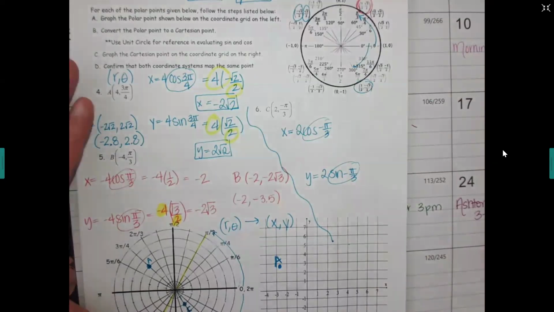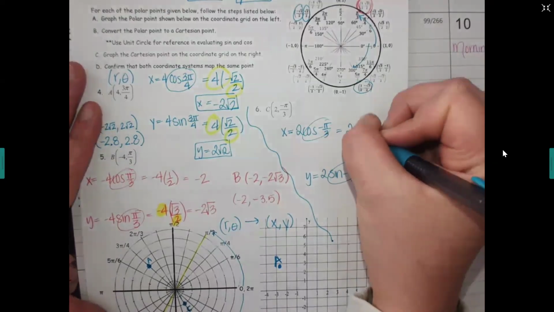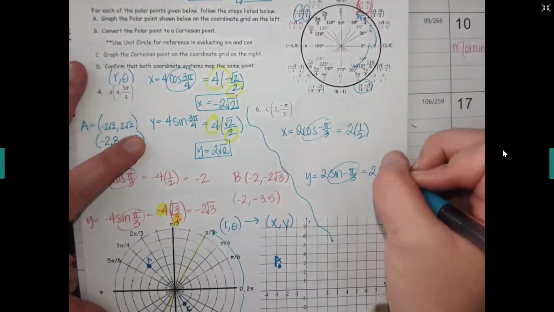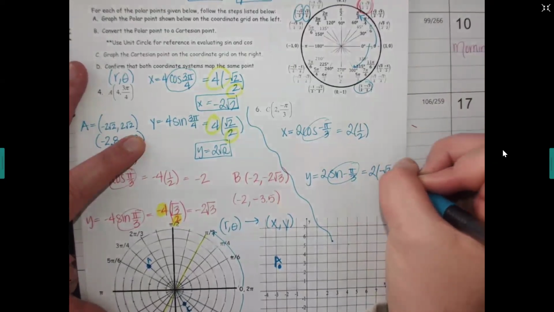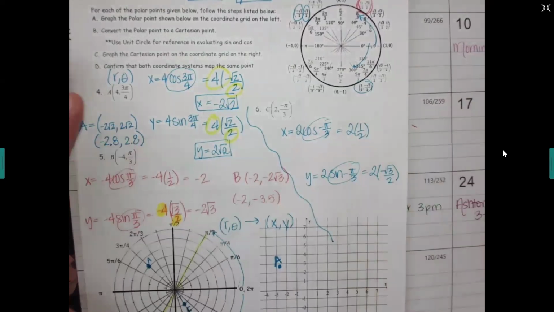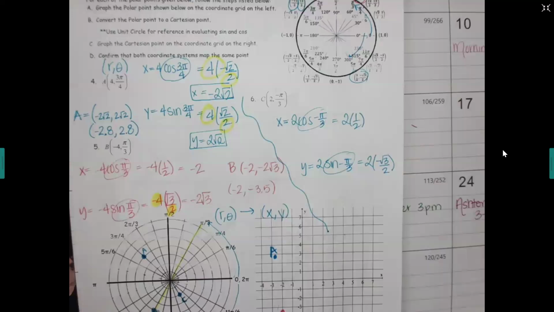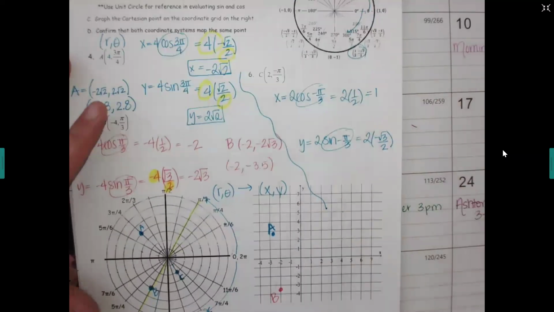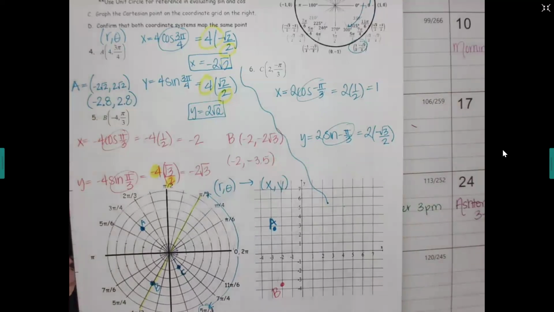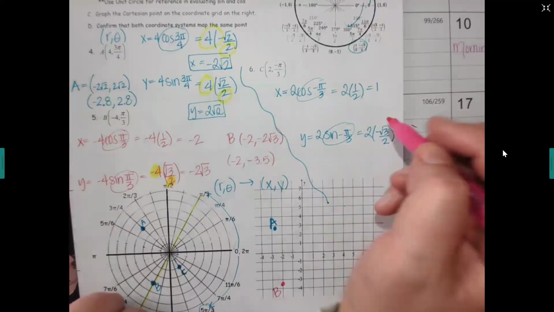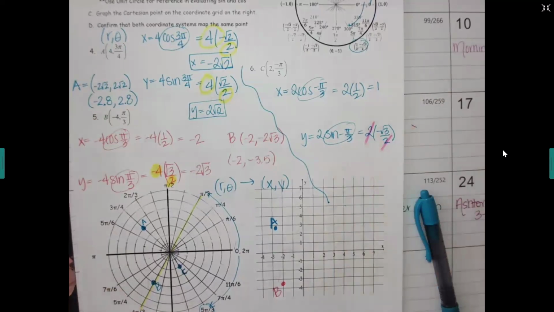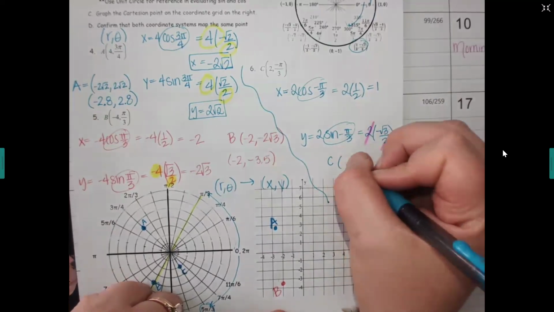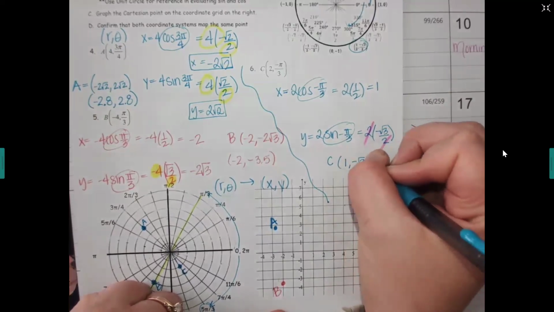So I see here that my x is a half. That'd be 2 times a half. My y is a negative root 3 over 2. And then if I simplify those, half of 2 is a 1. And on this one, those 2's are going to cross out and just leave me with a negative root 3. So my ordered pair for point C is going to be 1 comma negative root 3.